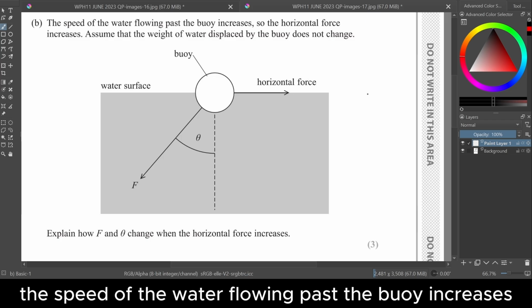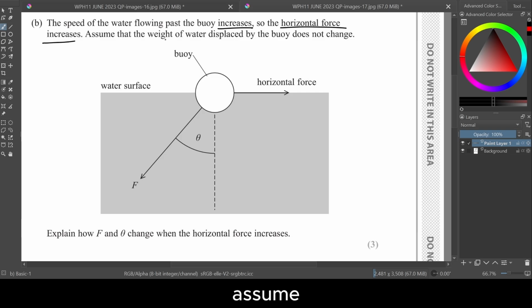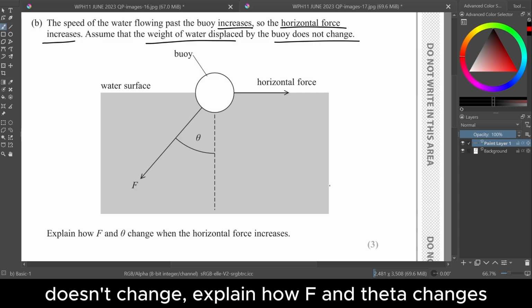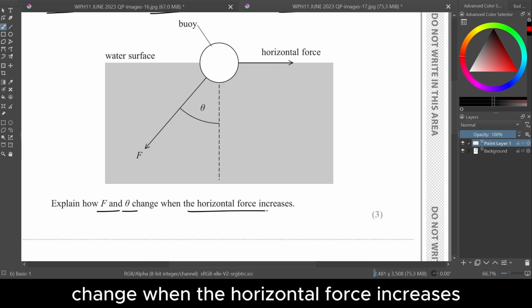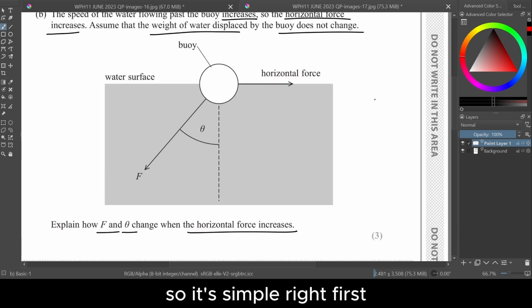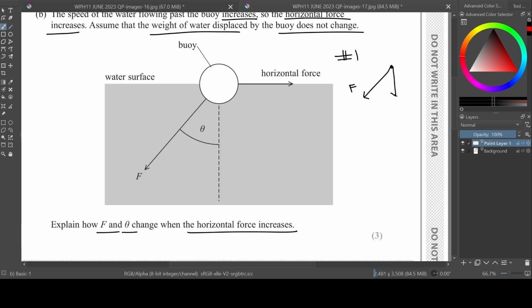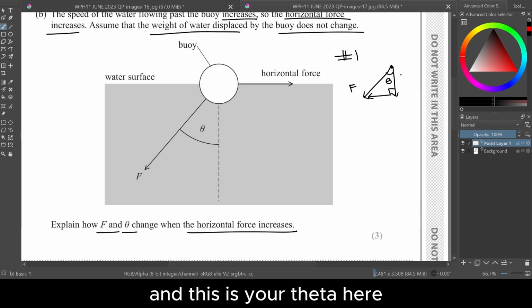It says the speed of the water flowing past the buoy increases, so the horizontal force increases. Assume that the weight of the water displaced by the buoy doesn't change. Explain how F and theta change when the horizontal force increases. So it's simple, right? First, make sure you have drawn your vector diagram. So this is your resultant line, and then you go down and left 90 degrees, and this is your theta here.